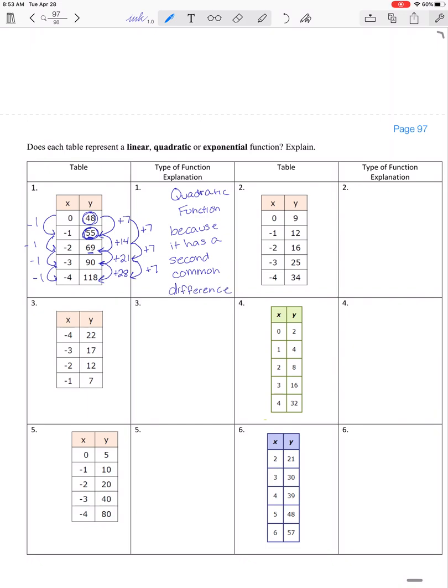So that's all we're going to be doing today. You're just going to be determining, is it linear, is it quadratic, or is it an exponential function?